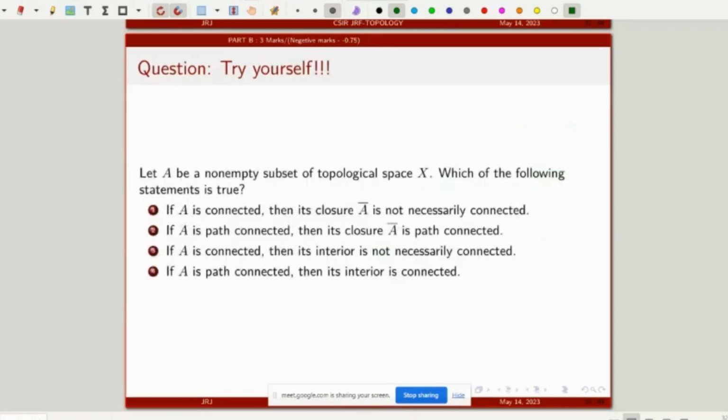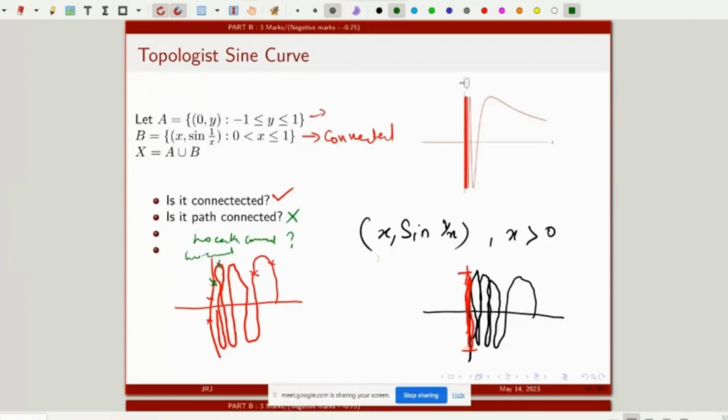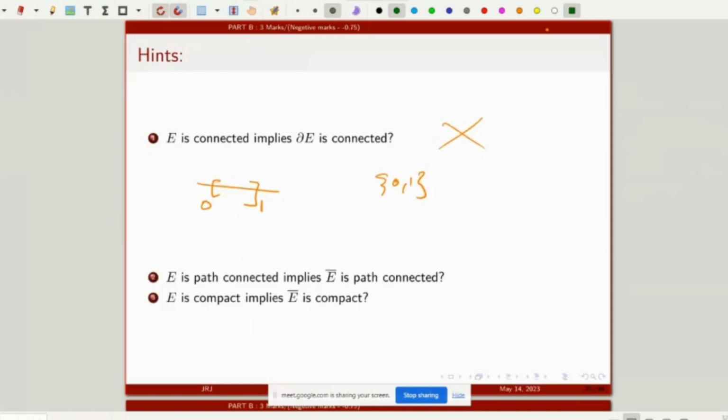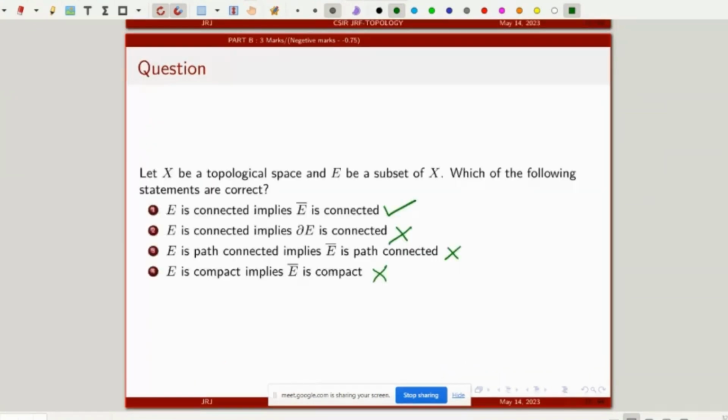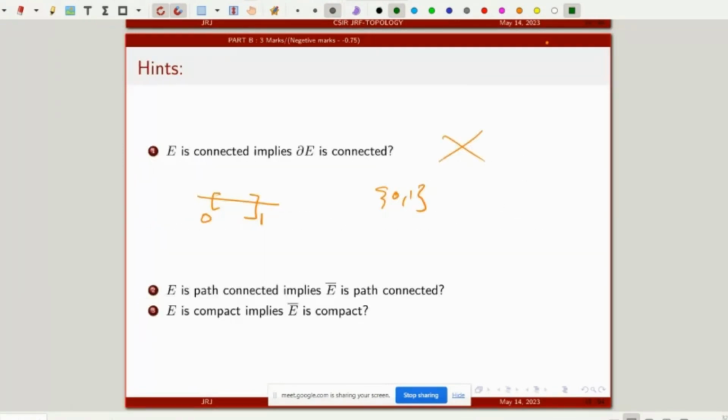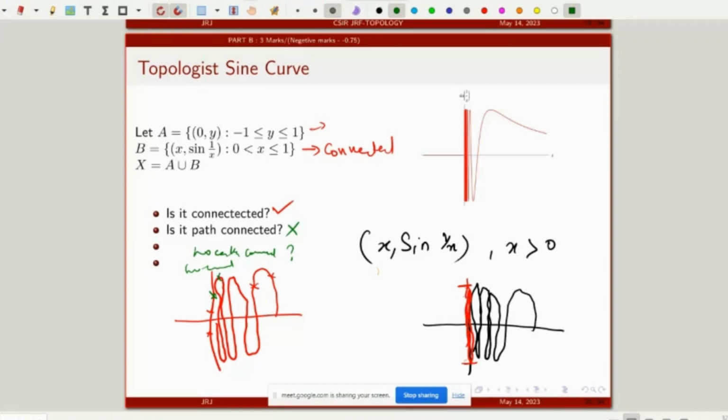Can you explain the third option again? Option 3 was the topologist sine curve, right? Yes, ma'am. Option 3 was: E is path connected implies E closure is path connected. As E, you can take this B. Here B is path connected, but B closure is not path connected. B closure will be the whole topologist sine curve. So this is not path connected, but this is path connected.